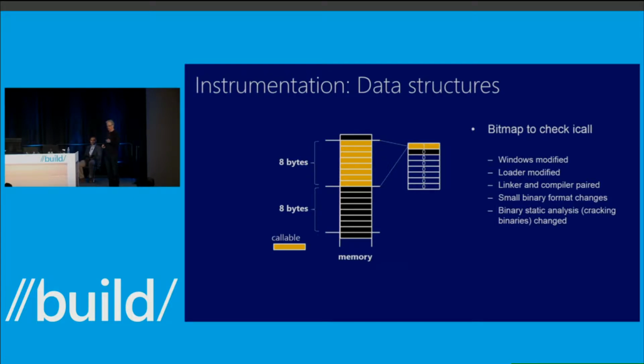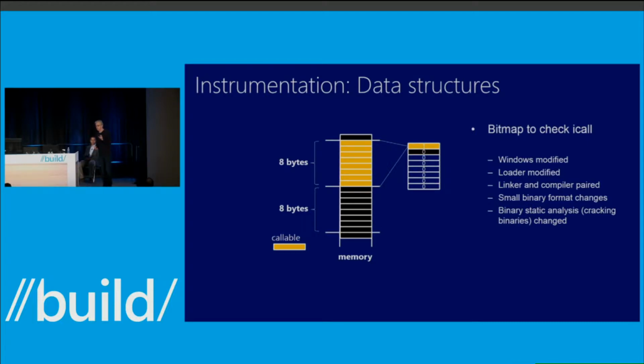So in order for this to work, there was a tremendous ripple effect throughout the entire system. We had to modify the Windows Memory Manager in order to make this something that somebody could use in production. This is not an analysis tool. This is something that we recommend to you to use in your production. The loader had to be changed, the OS loader. The linker and the compiler as a pair had to be modified.